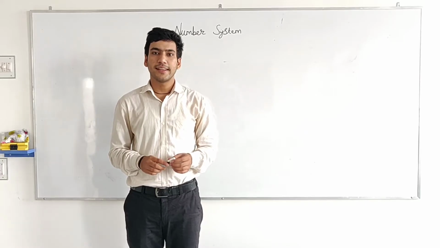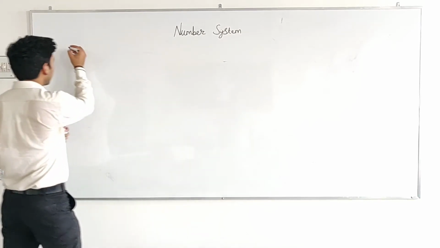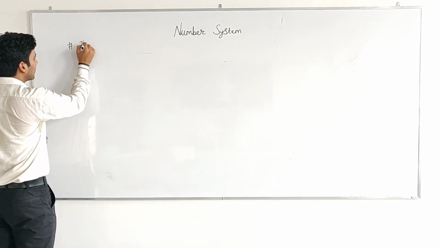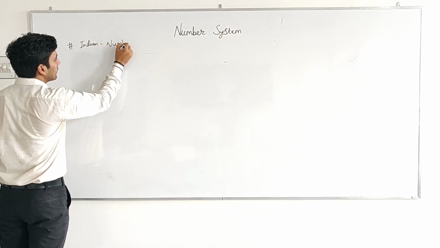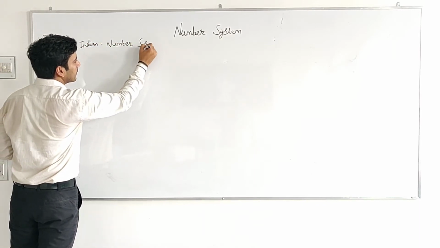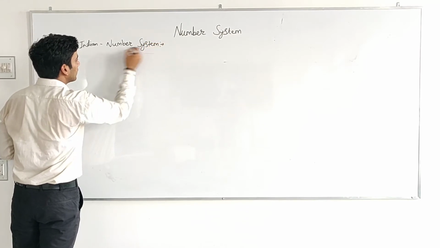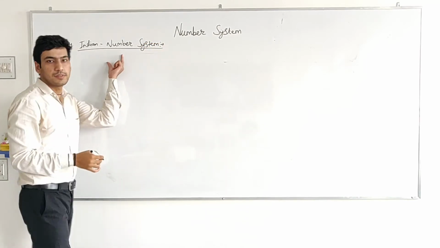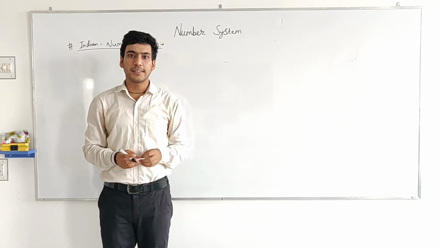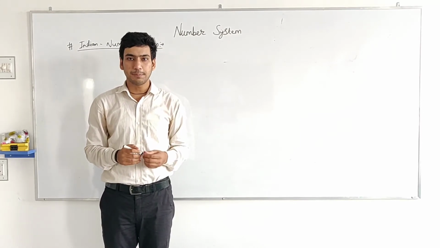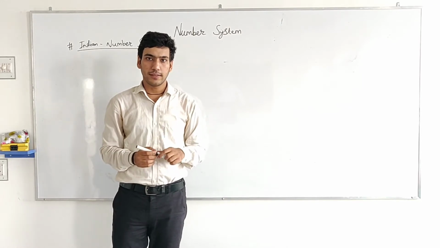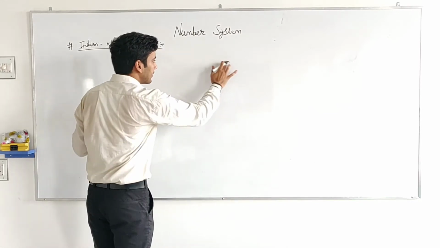Next topic is your Indian number system. This system is also known as Hindu-Arabic system for numeration. In this system, there is a place value chart that you have to learn. And what is that? Let's draw that chart.